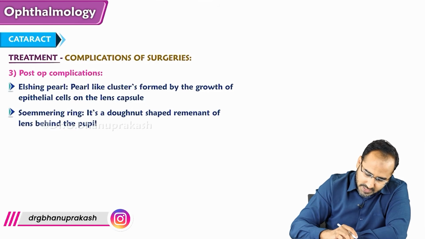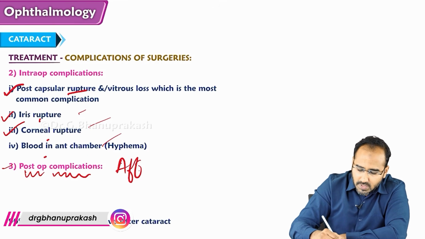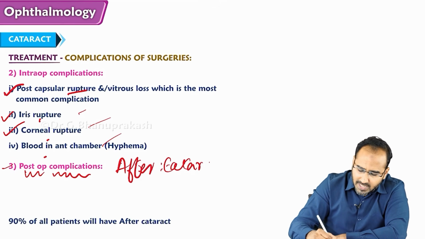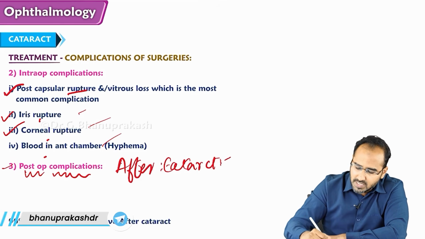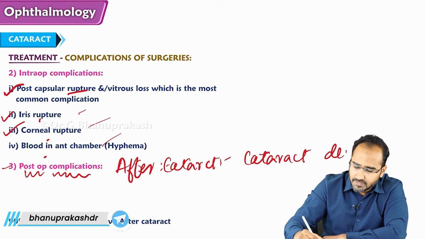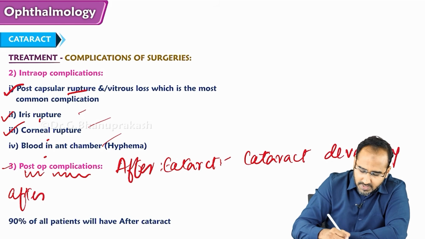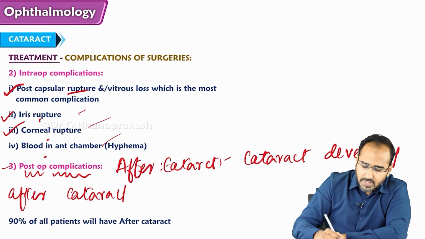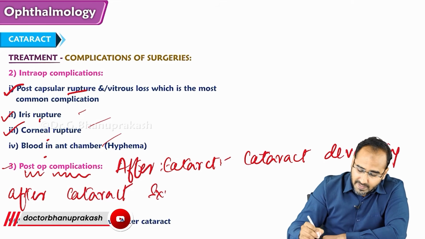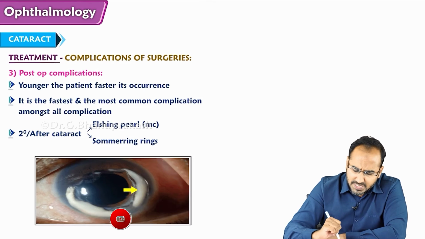After cataract is a post-op complication. Meaning, cataract developing after cataract surgery is called as after cataract. Okay? Cataract developing after cataract surgery is called as after cataract, right? Younger the patient, faster is the occurrence.